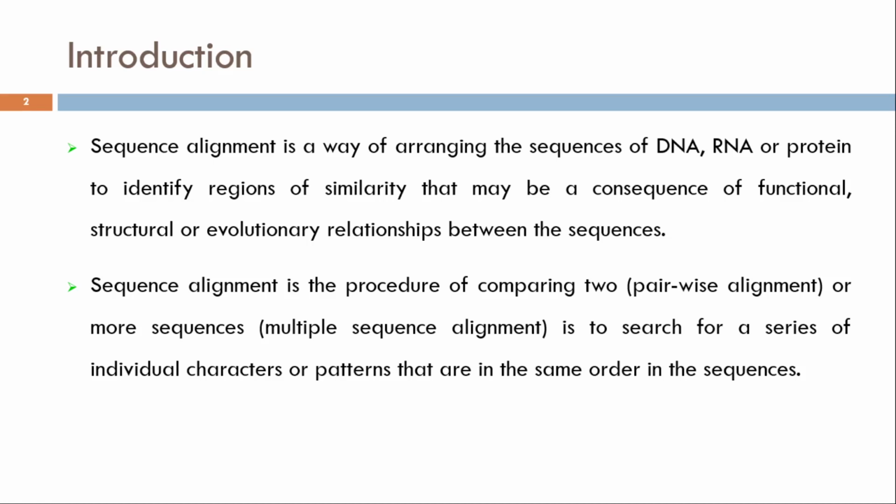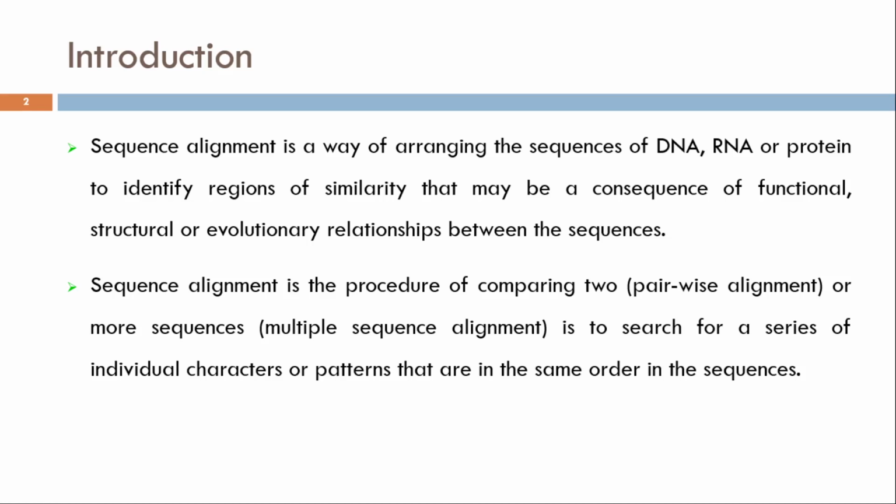What is sequence alignment all about? Sequence alignment is a way of arranging the sequences of DNA, RNA, or protein. Why are we arranging them? So that we can identify the regions of similarity, where our sequences are showing similarity. This similarity may come as a consequence of a functional, structural, or evolutionary relationship between the sequences.